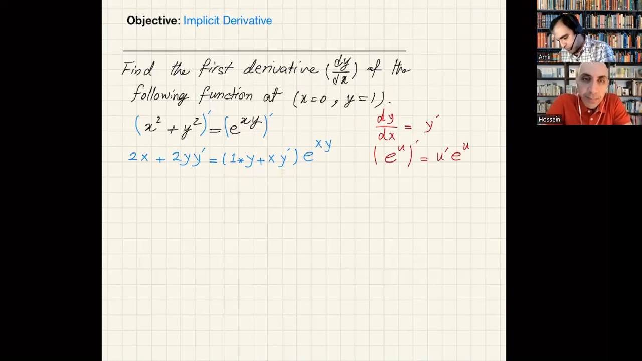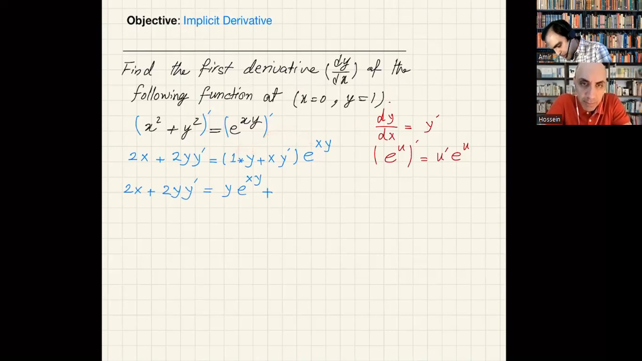Now you can see after taking the derivatives of both sides, we can obtain y prime in terms of other terms in this relation. Basically, you're finding an explicit relationship for y prime. Yes. So after taking the first derivative, let me just write it down again. This is going to be y e^(xy).